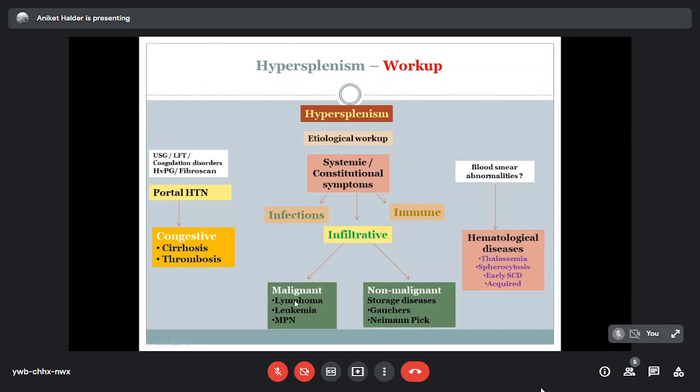lymphomas, leukemias, and myeloproliferative neoplasms. Apart from this, if there are blood smear abnormalities upfront, for example, an increased number of nucleated RBCs, or increased fragmented cells, target cells, or teardrop cells, we have to exclude hematological diseases like thalassemia, spherocytosis, and sickle cell diseases, and do relevant investigations to find out the cause of hypersplenism.